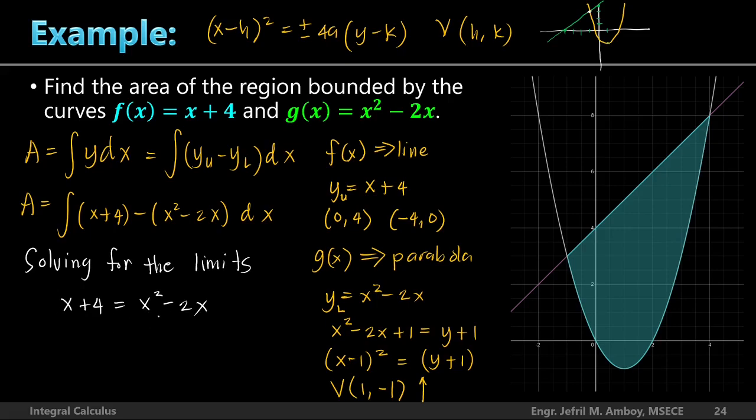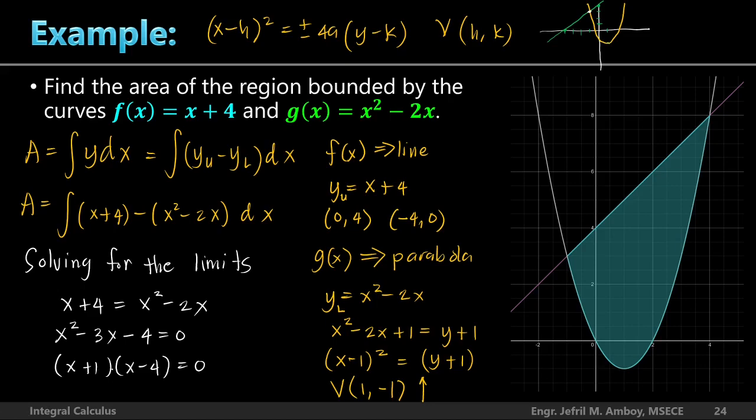So, this x squared has no similar term. So, itong x na to ilipat ko doon. So, x squared minus 3x. Tapos, itong positive 4 ilipat ko, magiging minus 4 equals 0. So, we now have a quadratic equation. Factorable ba yan? Yes. Let's factor. Ano ang factors ng negative 4 na ang sum ay negative 3? So, that's x plus 1 and x minus 4.